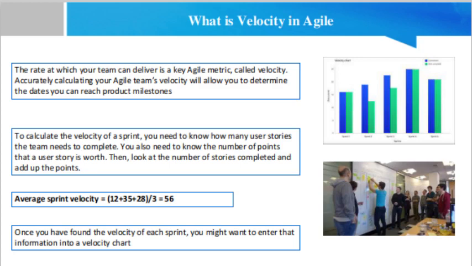Remember that there is no ideal velocity number. By following the processes we have already discussed, a project manager can use velocity in Agile to determine the number of sprints that will be needed for the project and how much time each sprint needs.